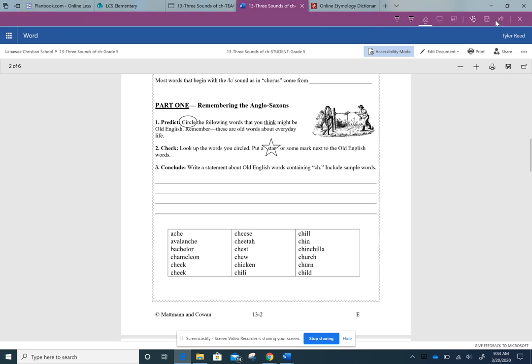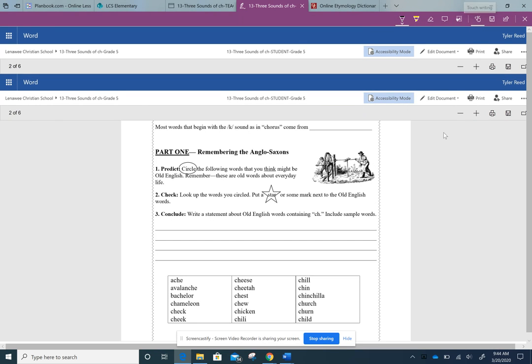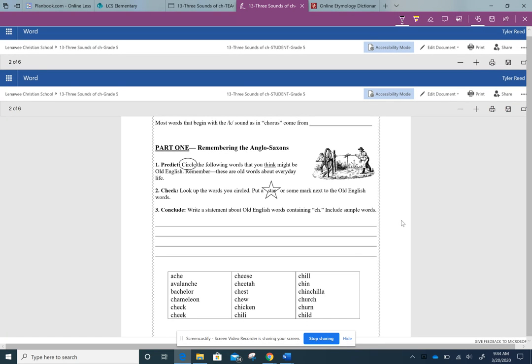So I am going to try to circle one of these words, and I'm going to start out. Let me try to circle the word child. So circle the word child. I'm thinking that might be an Old English word, and I'm thinking it's an Old English word because it seems like a word that's about everyday life. Child is a word that you could say every single day. I did not circle the word chinchilla because that is not a word that I would say every day. So I'm taking an educated guess, and I'm saying child is something that I would say often.